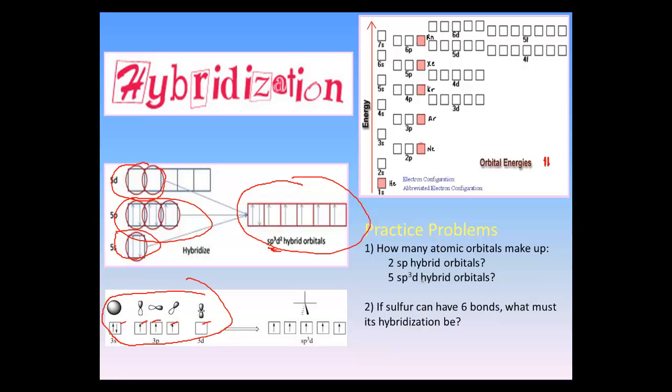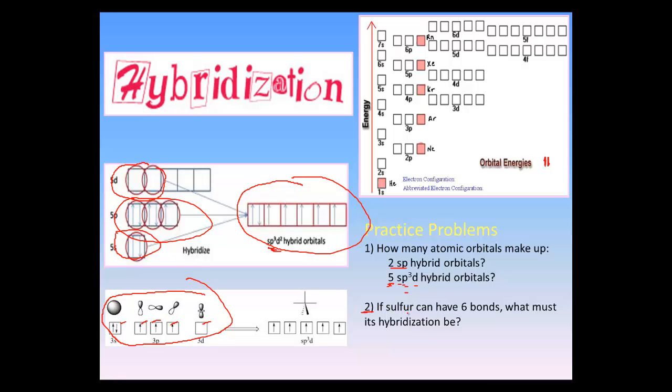All right. So a couple more practice problems over on the right. How many atomic orbitals make up 2 sp hybrid orbitals? The answer is 2, because they're conserved. How many atomic orbitals make up 5 sp3d hybrid orbitals? Well, 5. An S and a P and a P and a P and a D. So that's 5. All right.